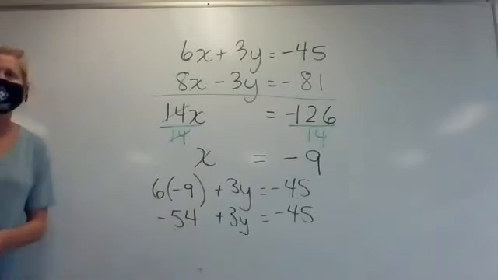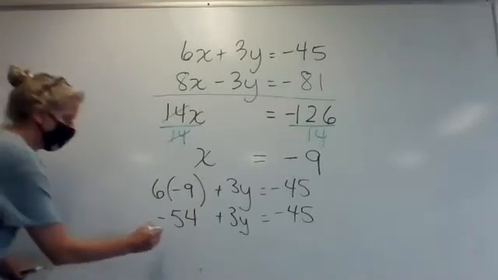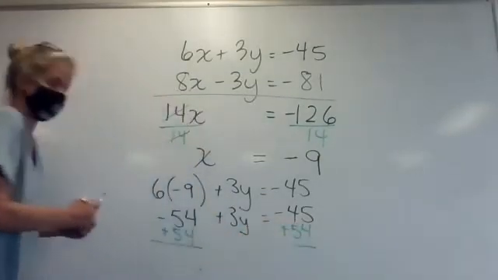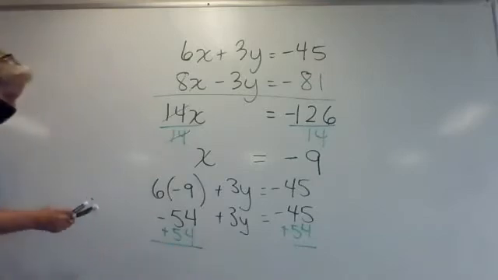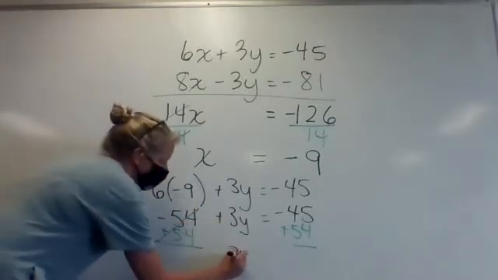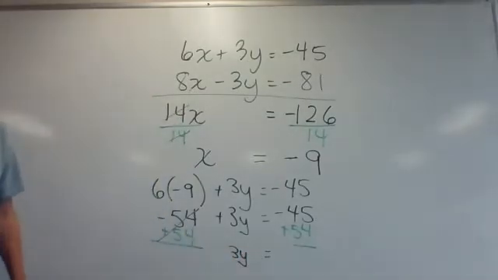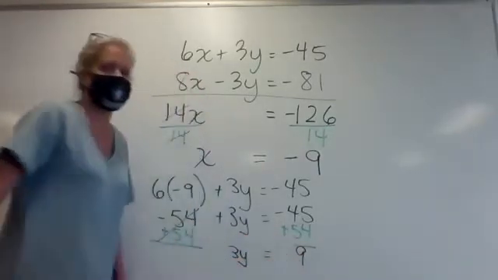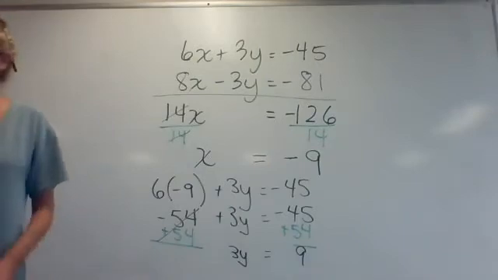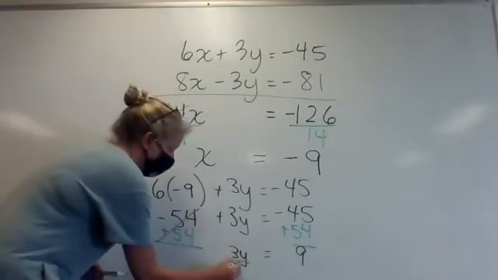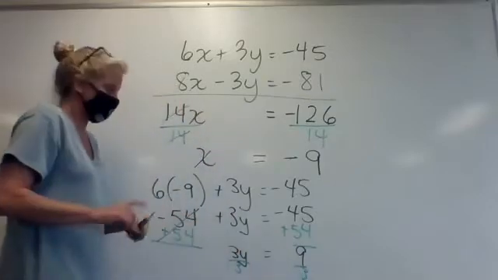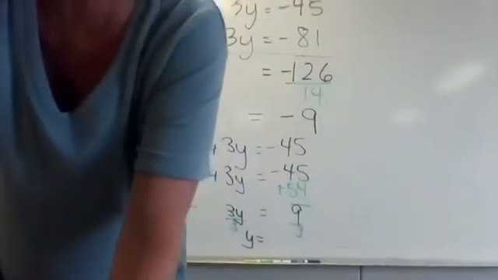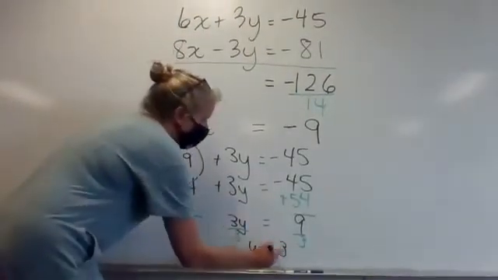Solving for y, so get rid of that minus 54 with a plus 54, both sides. So now that's gone. I still have 3y equals, on the right, I've got negative 45 plus 54, which gives me 9. So 3y equals 9, which means now you need to divide by 3. So you are left with y equals 9 over 3, which is just 3.